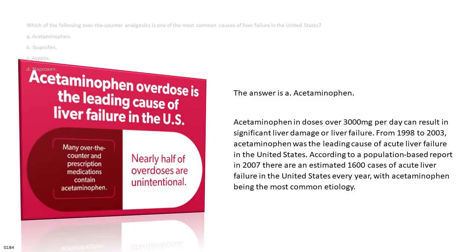The answer is A. Acetaminophen. Acetaminophen in doses over 3,000 mg per day can result in significant liver damage or liver failure. From 1998 to 2003, acetaminophen was the leading cause of acute liver failure in the United States. According to a population-based report in 2007, there are an estimated 1,600 cases of acute liver failure in the United States every year, with acetaminophen being the most common etiology.